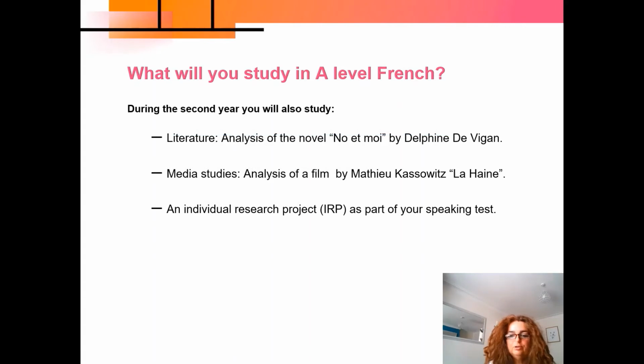So alongside all the topic work that we will do together, you will also do some lit work, and we have chosen to analyze a novel called Nous et moi by Delphine de Vigan, which deals with the meeting of a young teenager with an SDF, which is somebody who is marginalized and lives on the street. And it sounds grim, but it's actually a very good novel, and the students really appreciate that they can understand what is going on and see that issue through a different light.